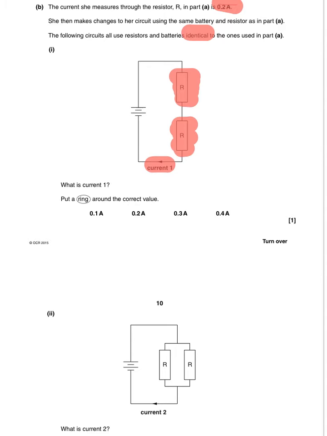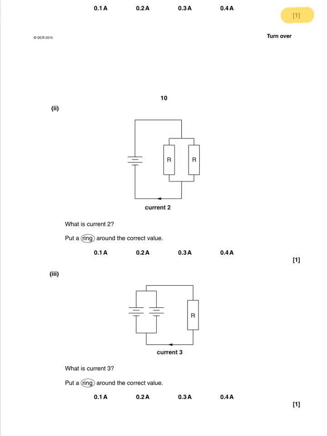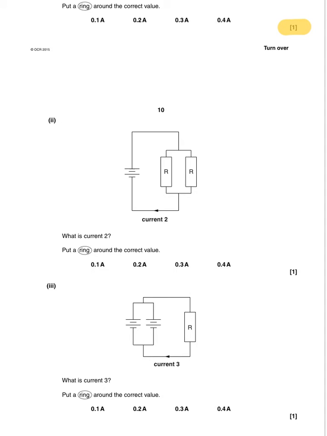Put a ring around the correct value. So for this, what we're essentially being asked is, do you know the rule for resistors in series? That's what it's asking us. And because it's only worth 1 mark, it's going to be quite straightforward. That's all they're asking. Do you know that rule? And if you do, circle the correct value. This time, they're asking something slightly different, which is, do you know the rule for resistors in parallel? Because here we've got 2 resistors in parallel.